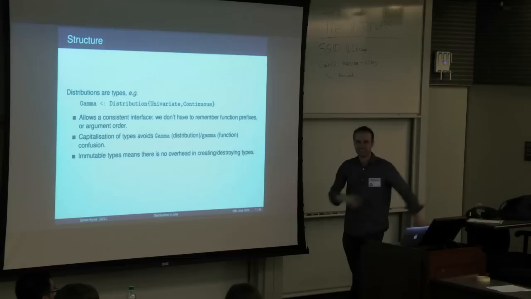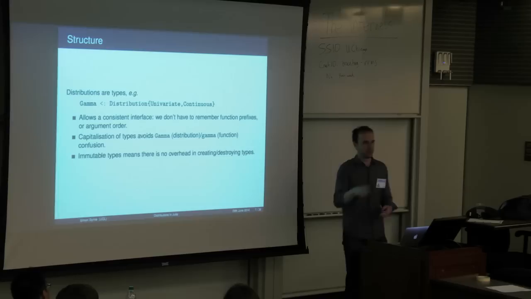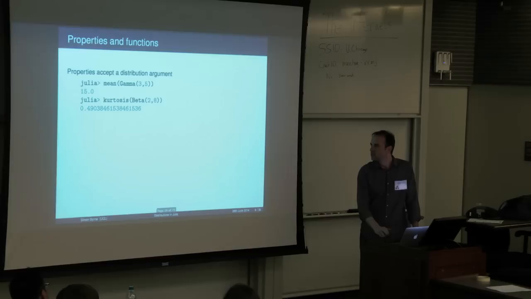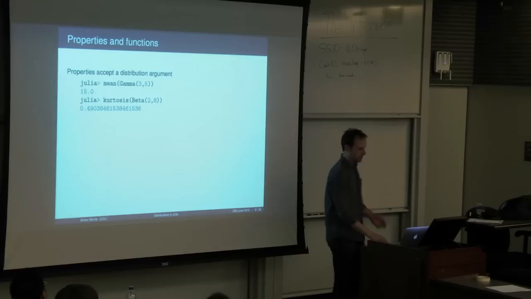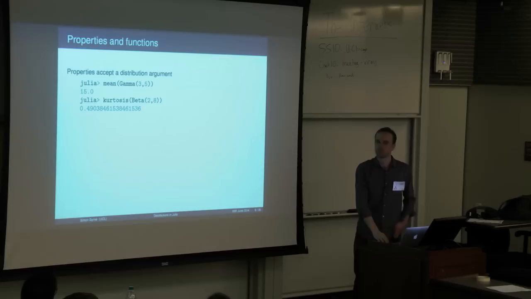Immutable types mean you avoid the overhead of having to explicitly create and destroy objects that would occur if you were trying to do this in Python. And what's nice, very simply, if you just want the properties of a distribution, the mean or variance or kurtosis, you just apply that to the distribution object. So mean is the same mean; you just overload the mean function that you would apply to a sample.